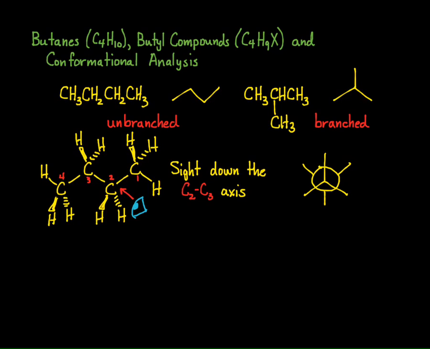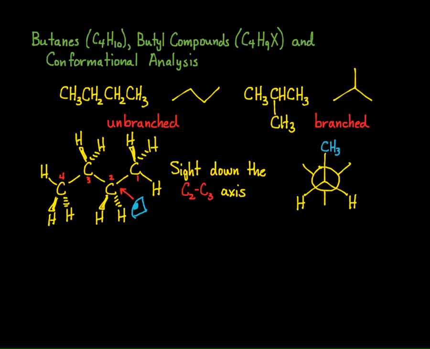Well, again, my front carbon is C2. So what's attached to my front carbon other than C3, because I'm looking down that C2, C3 axis? Well, I have 2 hydrogens connected to it, and then I have C1, which is a methyl group. And I can represent that like this. So I have a methyl group, and I have 2 hydrogens. If I'm looking in that orientation, my methyl group is going to be pointing up, and the 2 hydrogens are going to be down and to the left and right.